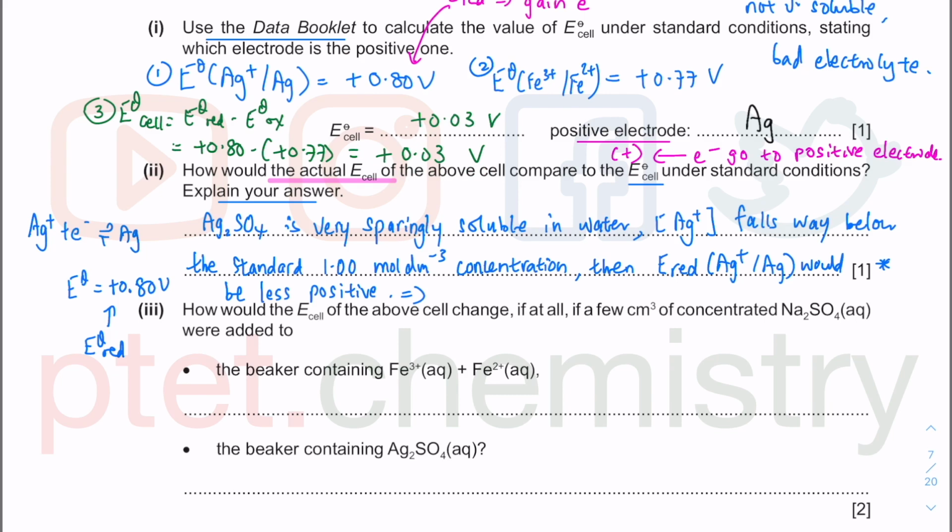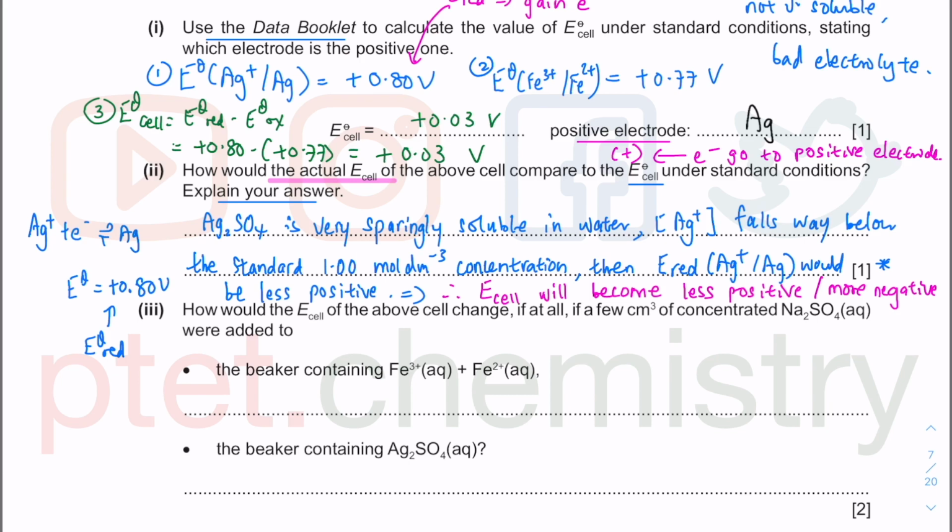So I've only talked about E right, so therefore the E cell, which is no longer standard because you fall below the standard concentration, will become less positive. So less positive, or you can say more negative. It's really up to interpretation there. Both will be acceptable and both will be correct as well.